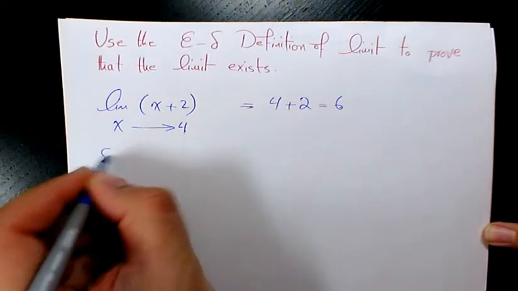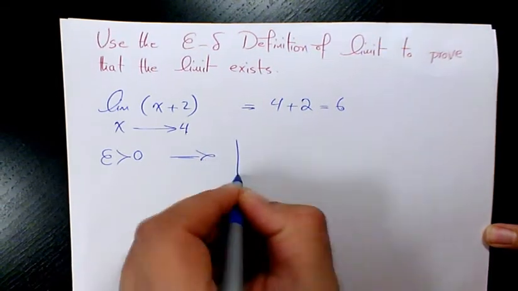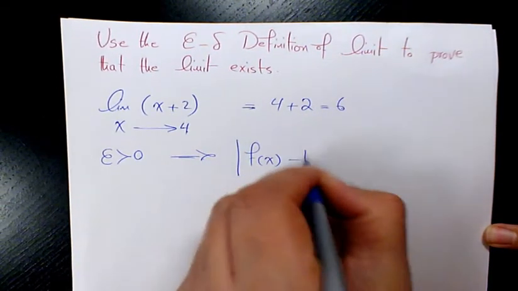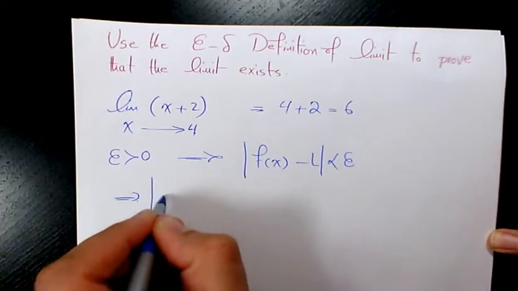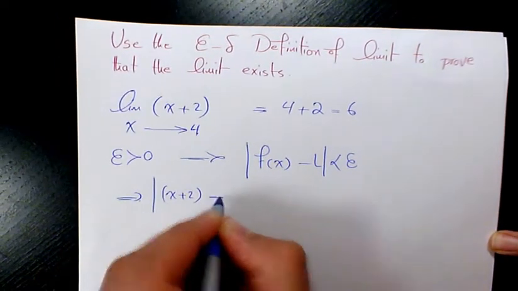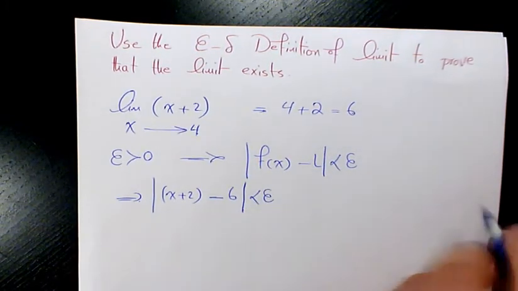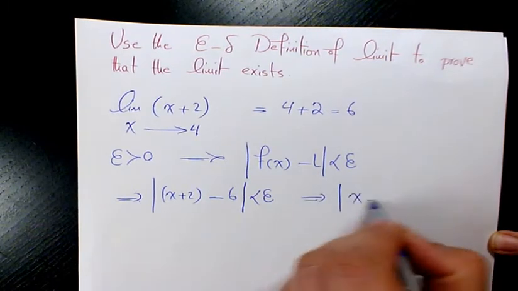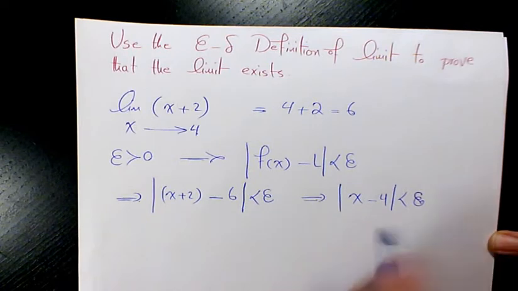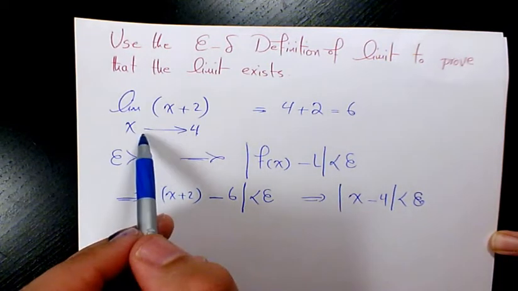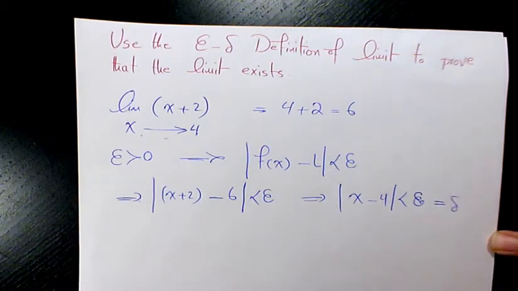If we assume that there is an epsilon greater than 0, then the absolute value of f of x minus L has to be less than epsilon, which means that x plus 2 minus 6, this is L, is less than epsilon, which will be x minus 4 less than epsilon, which is going to be the same as delta because we have x approaching 4. So in this case, epsilon equals delta.